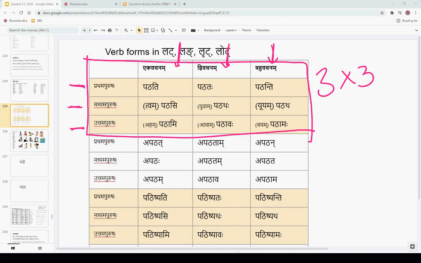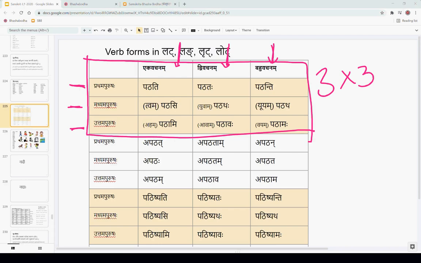So each table of a verb in every tense has this kind of arrangement, a 3 by 3 arrangement. Each row is called a Purusha. The first row is called Prathama Purusha, the second row Madhyama Purusha, the third row Uttama Purusha. And each column represents a Vachanam: Ekavachanam, Dvivachanam, Bahuvachanam. So it is arranged in a 3 by 3 matrix like this.